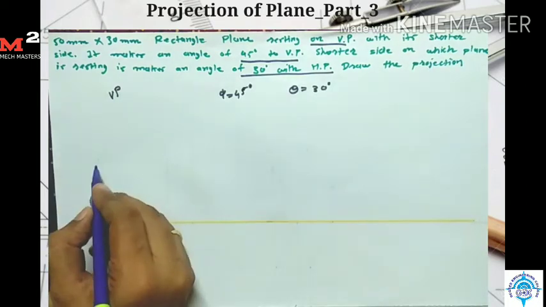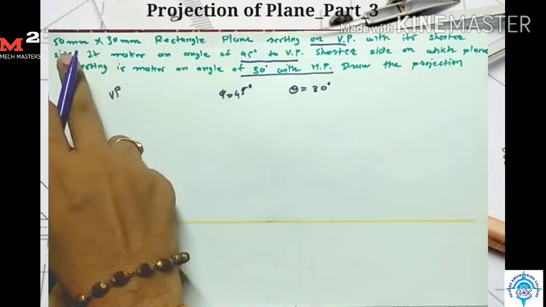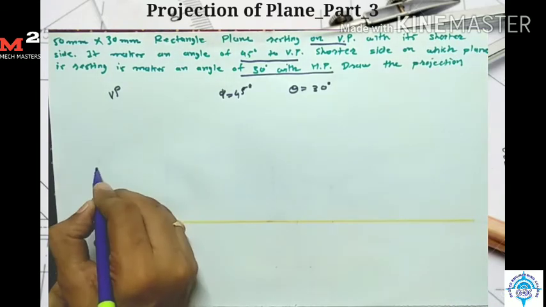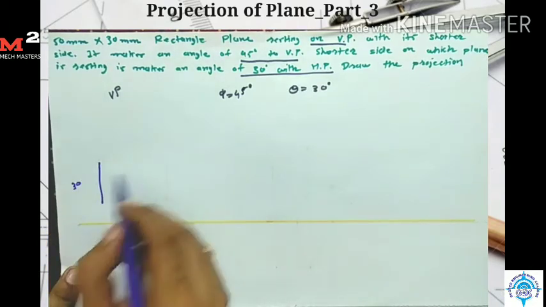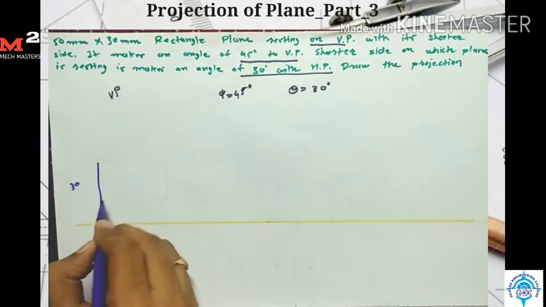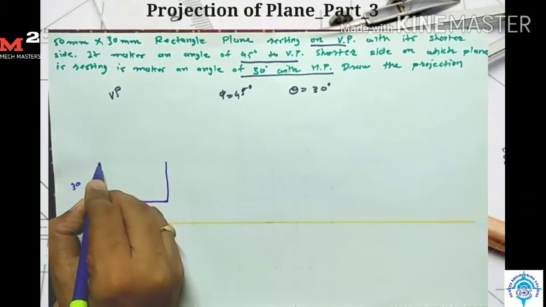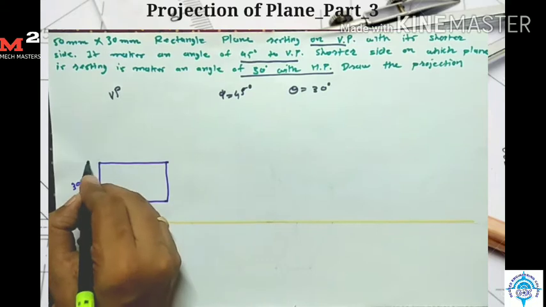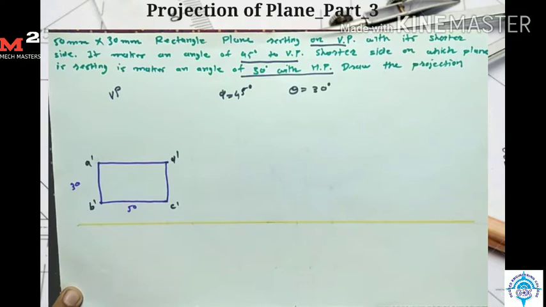First I draw this reference line. Now I draw this rectangle of 50 mm by 30 mm on the vertical plane. The plane is resting on the shorter side, so I draw the 30 mm side on the left hand side, and this side of 50 mm. I give the names A dash, B dash, C dash and D dash. In this way I draw the front view for the first stage.